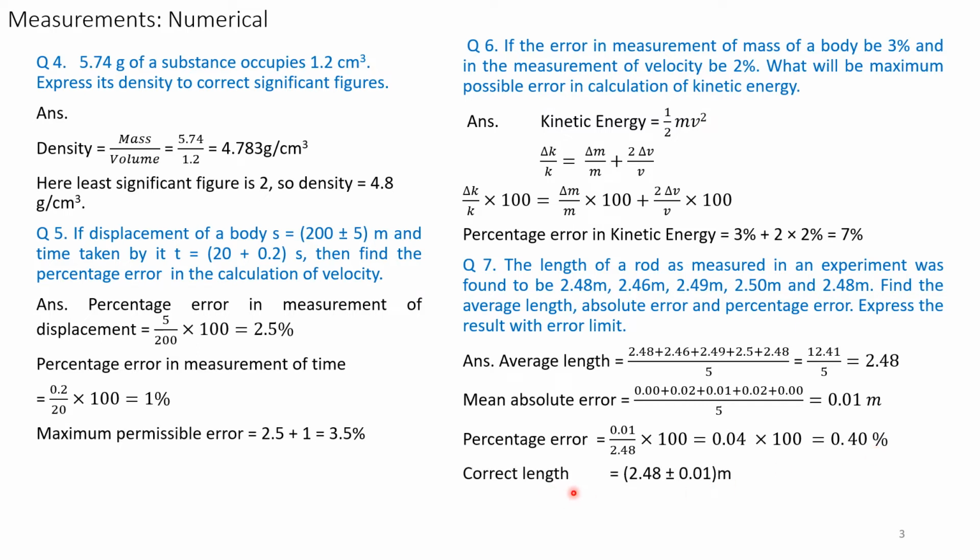So the correct length is 2.48 plus or minus 0.01 meters. That is the absolute error: average value plus or minus 0.01 meters. And in terms of percentage, the correct length is 2.48 meters plus or minus 0.40%. Please note the difference. In the first line we have written the correct length in meters, and the error is also in meters, whereas here the error is in error limit, that is 0.4%.